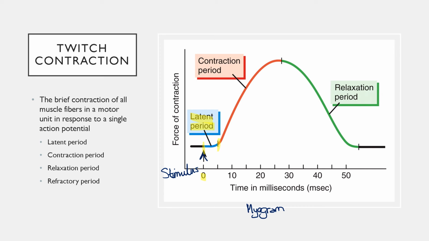Then that brings us to the second phase, which is the contraction period. This usually lasts around 10, and it can be as long as even 100 milliseconds. During this time, calcium binds to troponin, the myosin binding sites on actin are being exposed, and the cross bridges are forming. It's during this period that we get peak tension developed in the muscle fiber.